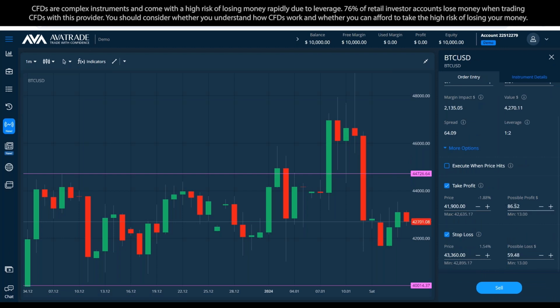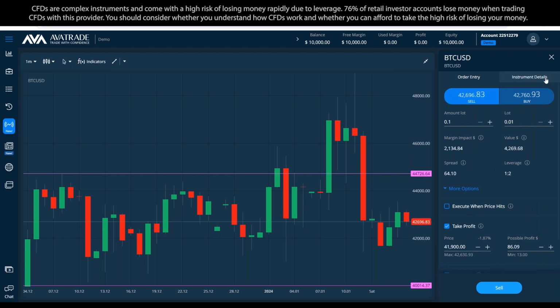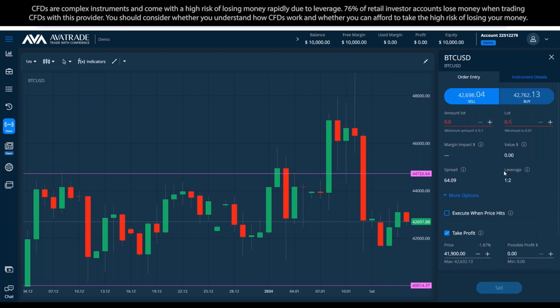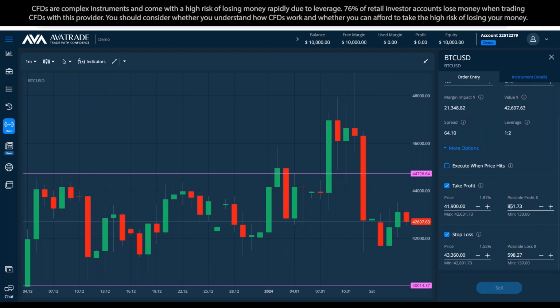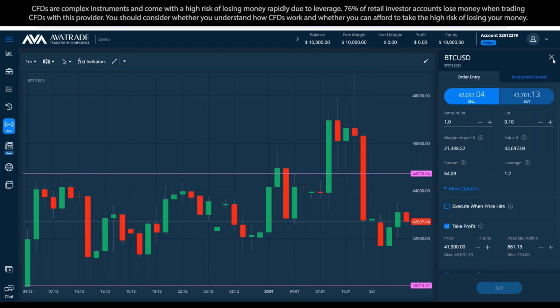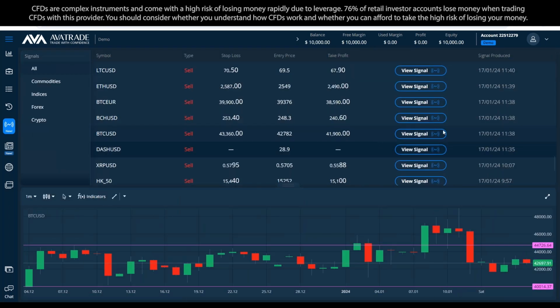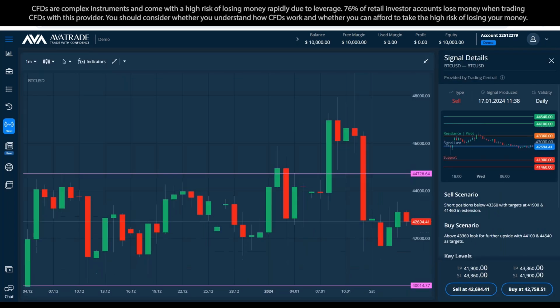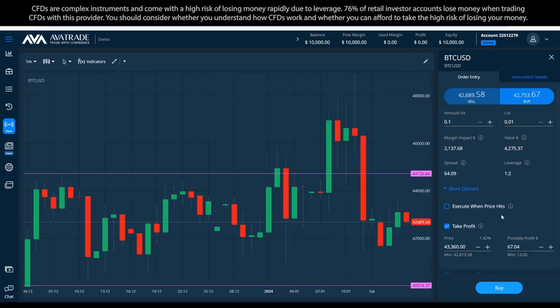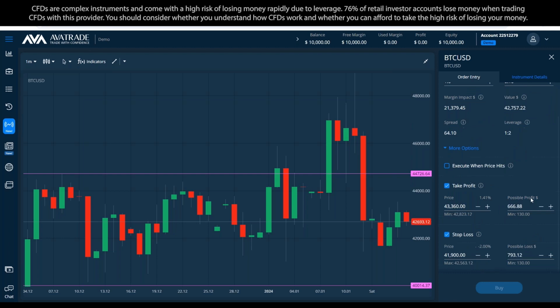Okay, you see possible profit 86 and 59, but let's make it a little more interesting, right? So we have possible profit 860, possible loss 600, but if I go with a buy scenario, just a second. So the ratio stays the same, but it's the opposite, right? I can lose 800, I can gain 600, and this is something that I might not like.